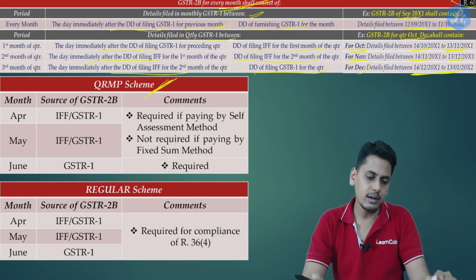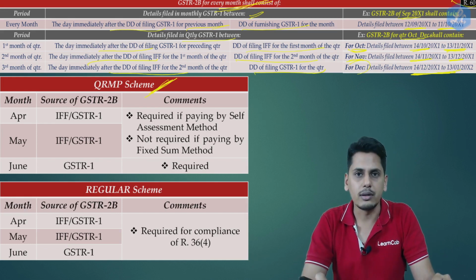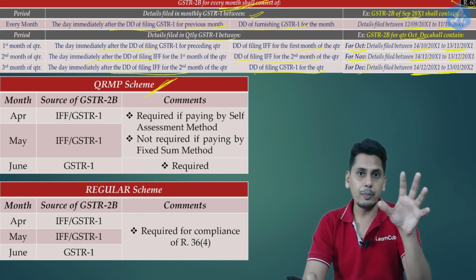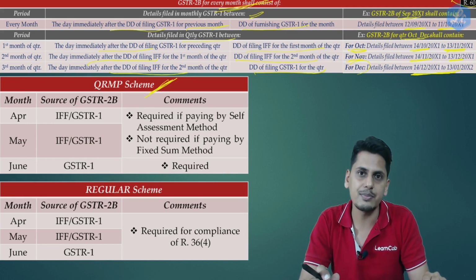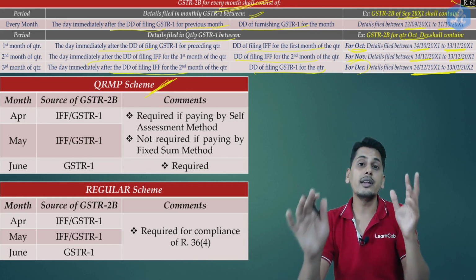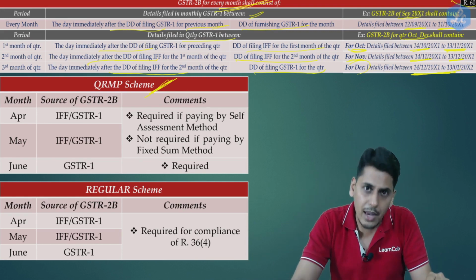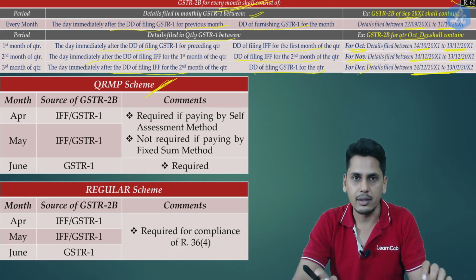Let's suppose for the quarter April, May and June, for the month of April, I'll have to pay taxes. If I'm paying taxes under the self-assessment method, I'll say output tax minus input tax credit according to what? According to 2B of April. For the month of May, according to 2B of May.